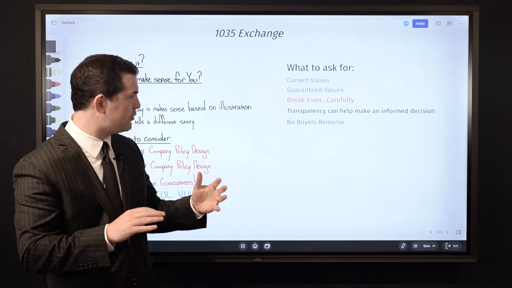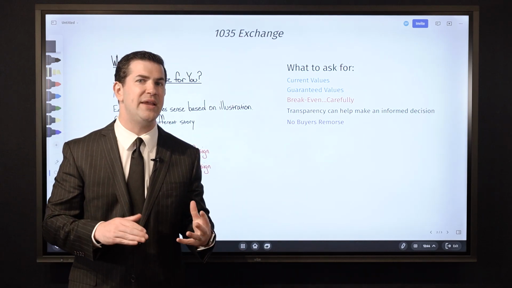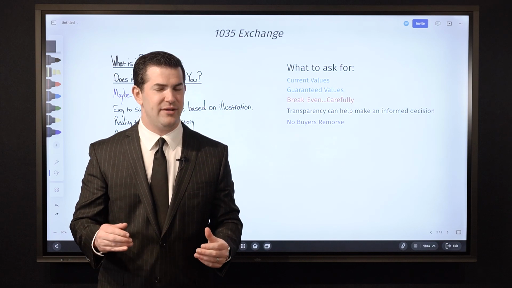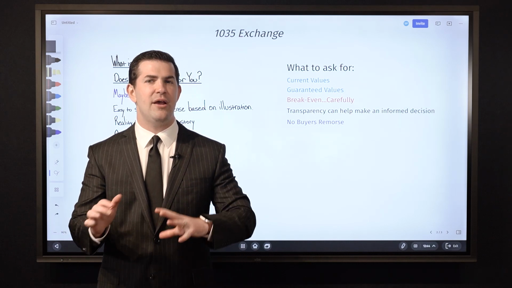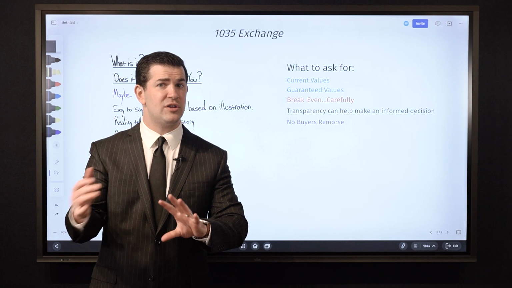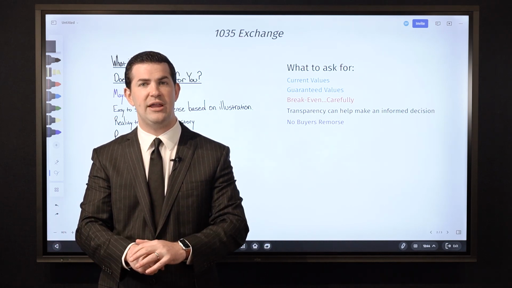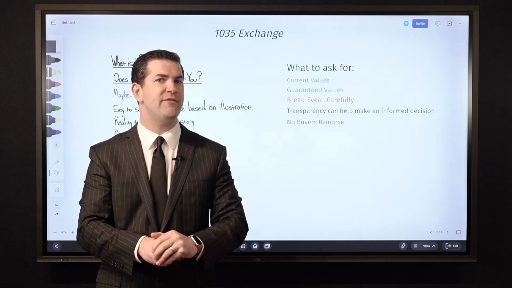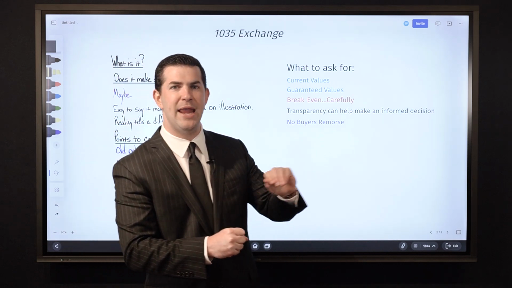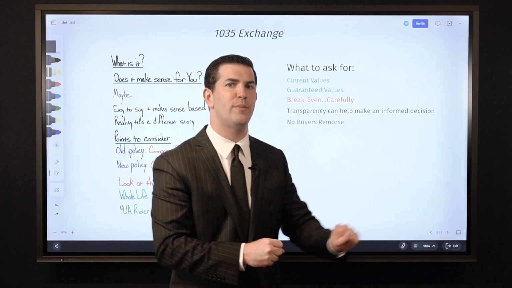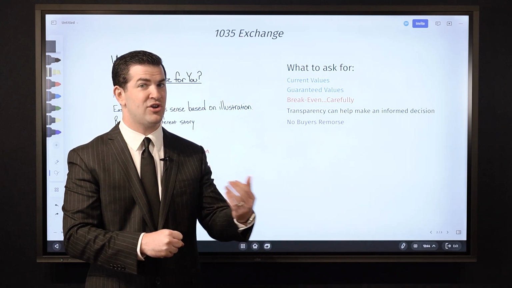On that, or similar to that point, looking at the break-even point carefully. So when I say carefully, what we want to do is see what is the break-even point with a new policy, or we're looking at a 1035 exchange. And then also what's the break-even point if we factor in the payments we've made to that old policy. Because I already dished money out.